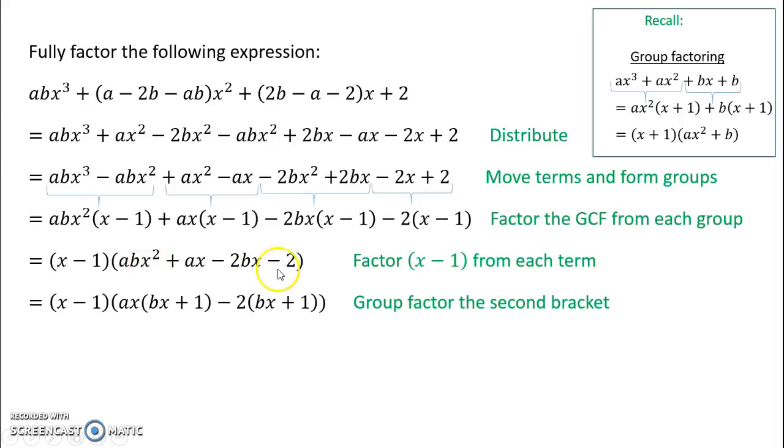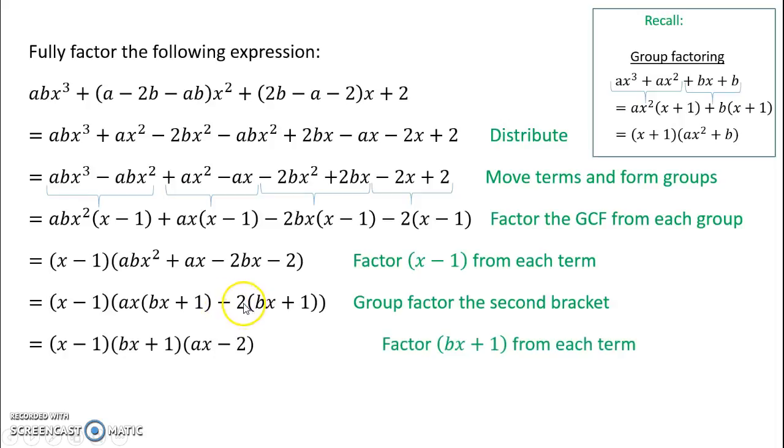Now looking at the second bracket, we're also going to group factor it. This here is our first group, and this here is our second group. Out of the first group, we're going to factor out ax, and we're going to be left with bx plus 1 in the second bracket. And out of the second group, we're going to factor out negative 2, and we're going to be left with bx plus 1.